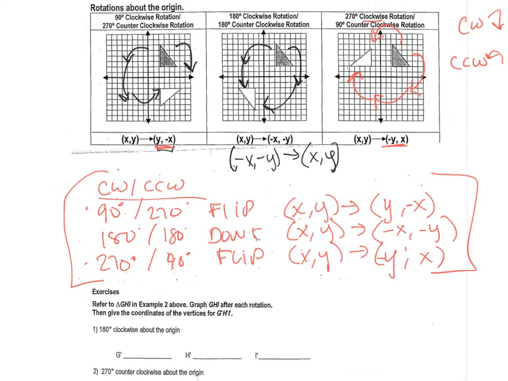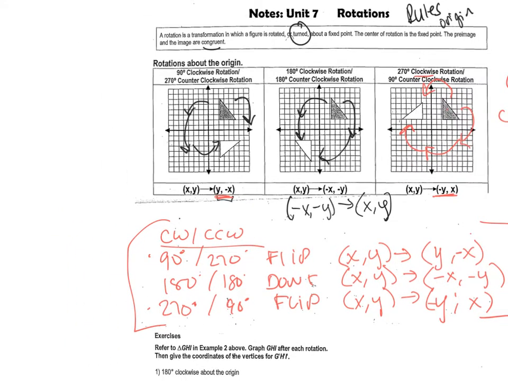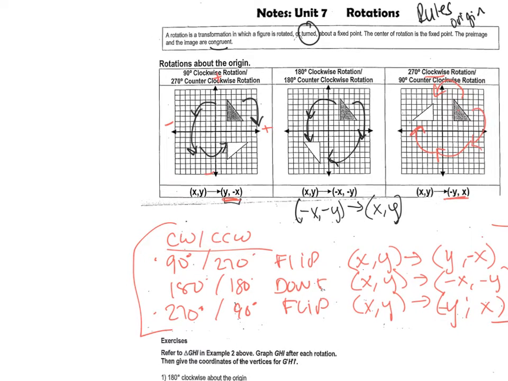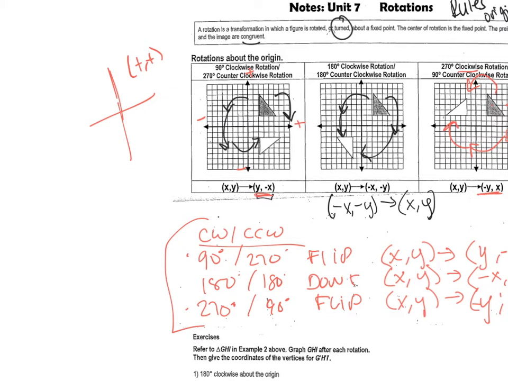Okay? Because remember, on your coordinate plane, going to the right is positive, going up is positive, left negative, down negative. So if you have a point in quadrant 1, it's going to be a positive and a positive. If you have a point in quadrant 2, it's going to be negative, positive, negative, negative in 3, and positive, negative in 4. Okay.